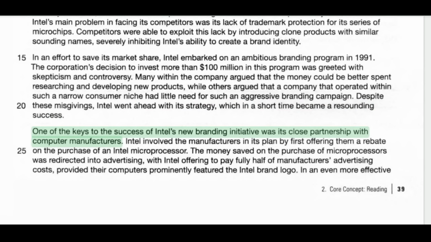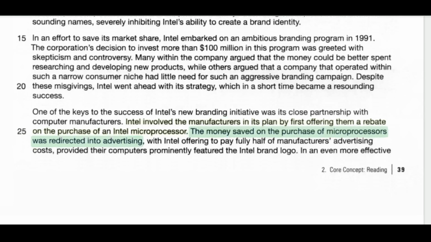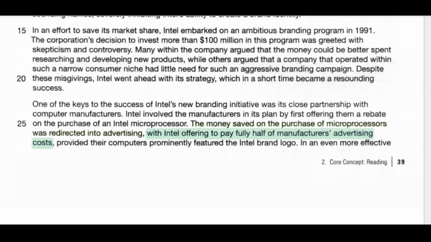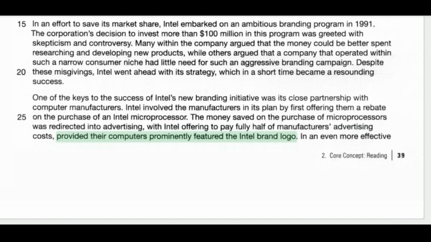One of the keys to the success of Intel's new branding initiative was its close partnership with computer manufacturers. Intel involved the manufacturers in its plan by first offering them a rebate on the purchase of an Intel microprocessor. The money saved on the purchase of microprocessors was redirected into advertising, with Intel offering to pay fully half of manufacturers' advertising costs, provided their computers prominently featured the Intel brand logo.